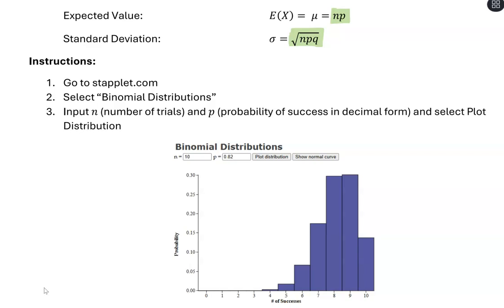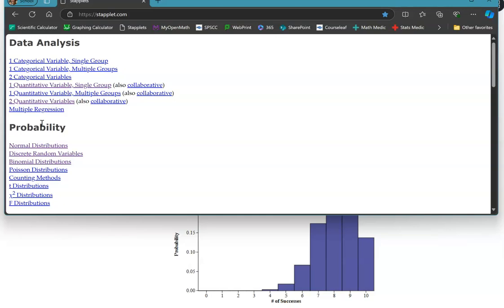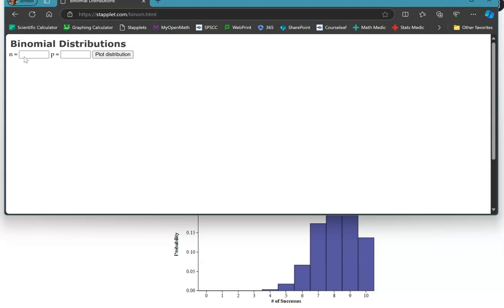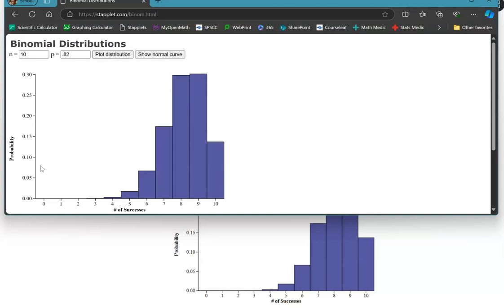Okay, so if we go to stapplet.com, what we'll do is go down to probability, where we'll find binomial distributions. They'll be blank, and all it wants to know is what is n and what is p. So the example that we're going to look at said she's making 82% of her free throws, and she's going to shoot 10 free throws. So 10 would be our number of trials, and then her probability of making a free throw is 82%, which we'll type in as 0.82. And then we'll plot our distribution.